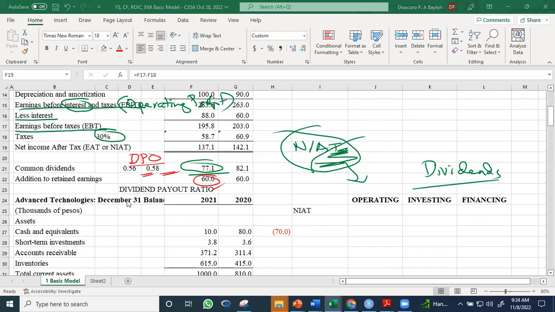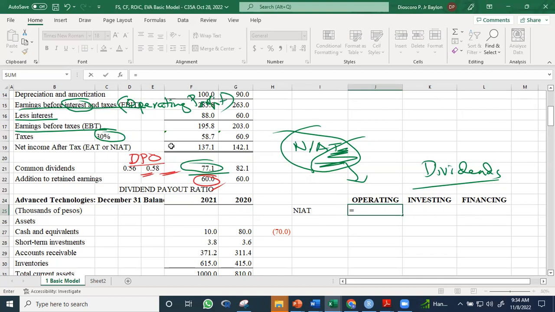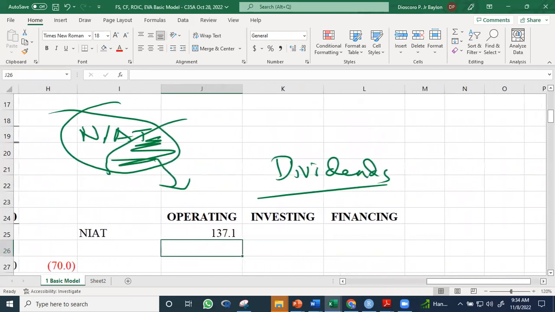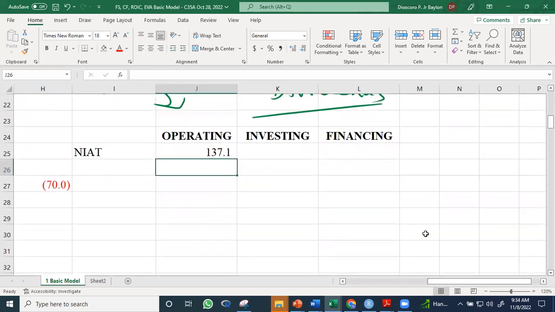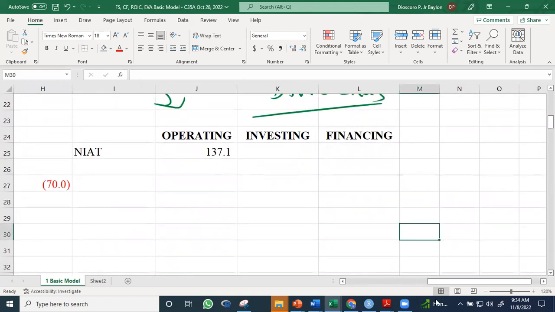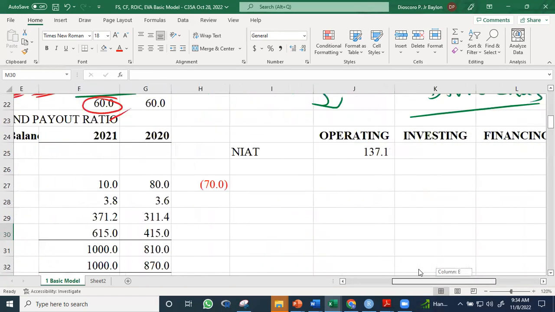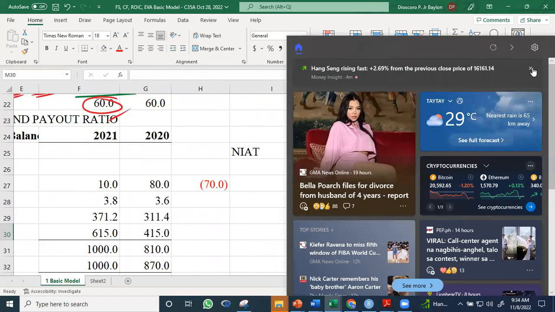Okay. About the others? Yeah, okay. Thank you. You're correct. So it's O. It's operating. So I'm going to put here net income after tax. So let me just increase this. Okay. Net income after tax, 137.1 will fall under operating activities.